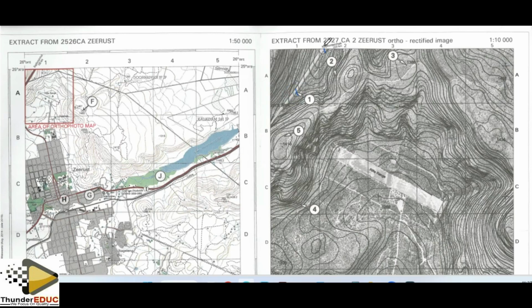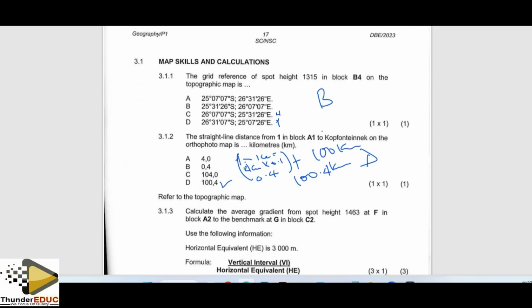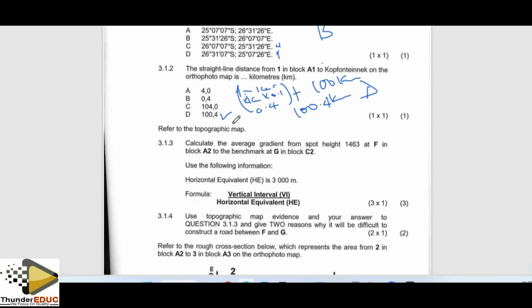Okay, that is the distance from here, 1, to the end of the map. But from the map to reach Clipfontein is 100 kilometers. That means plus 100 kilometers. So you get 100.4 kilometers. And that answer is D. So this one is D. Okay. Remember, we multiply by 0.1 because the map that is given to us is an orthophoto map.